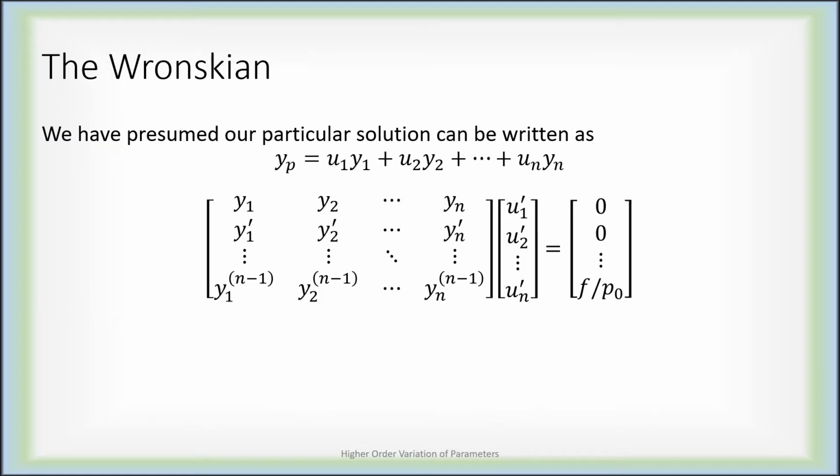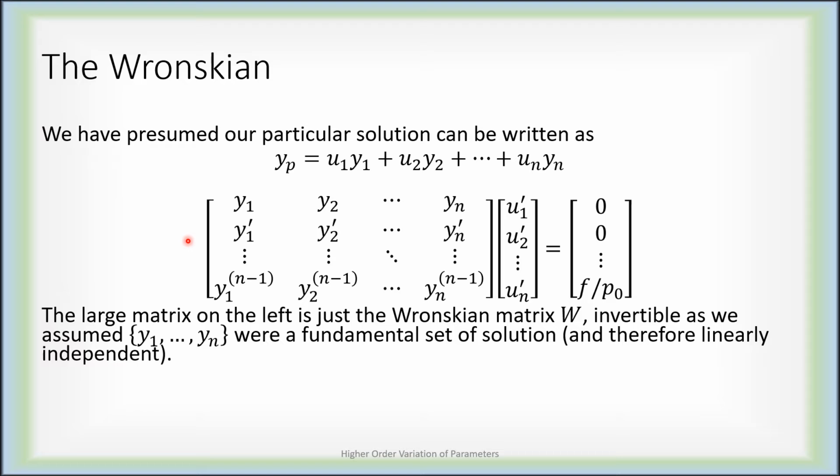So here's where we are. We assumed our particular solution was written like this, and with some simplifying assumptions, we have this nice matrix form. Now this matrix is just the Wronskian. The top row are the elements of our fundamental set of solutions, and then row by row we go one derivative, two derivatives, up until we have an n by n matrix, so we take n minus 1 derivatives here. This is the Wronskian matrix of our fundamental set of solutions.